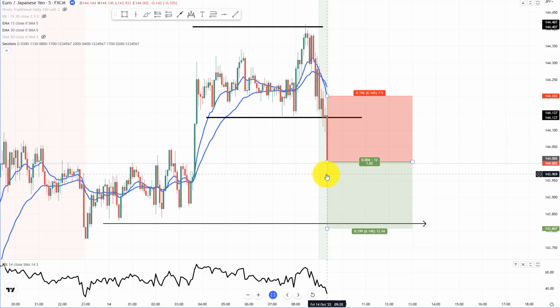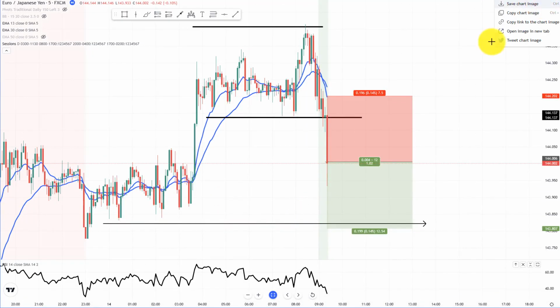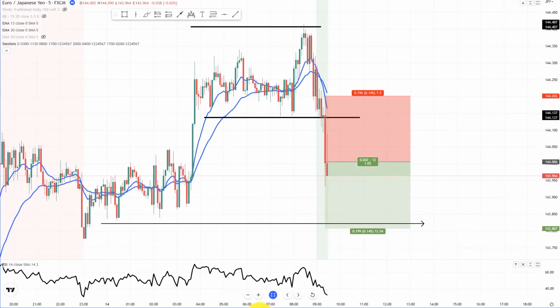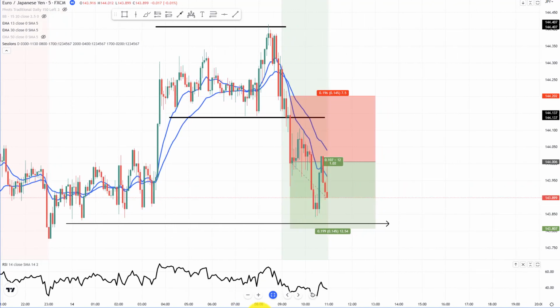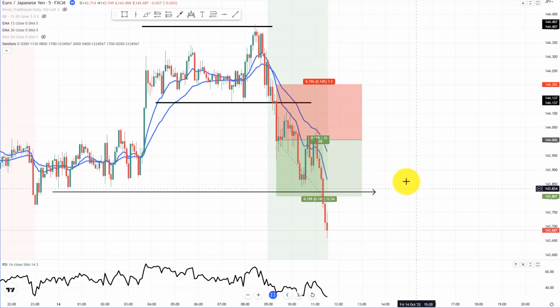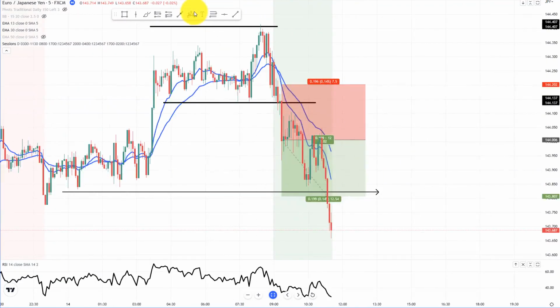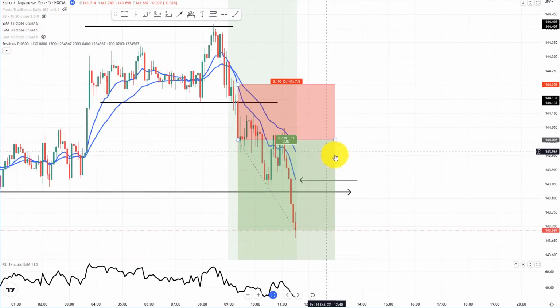So 14th at 9. This is a breakout. Get the screenshot. Okay, you can see, now we are moving our stop loss, and both stops are beyond break even, which is good. So here's the lowest stop, and our 3-to-1. I can see how big this is. It's here.